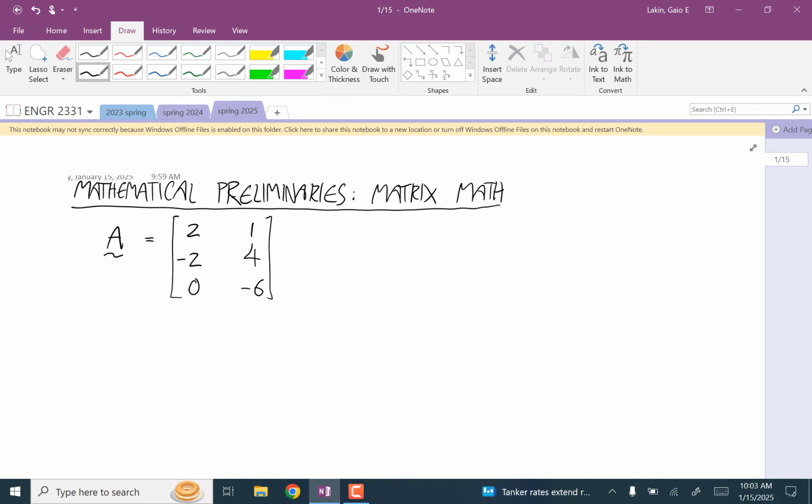And the first thing that you have to know in talking about matrices is how to describe the size of this matrix. You always give the number of rows first. So the size of the matrix is the number of rows by the number of columns. So this one is a 3 by 2 matrix.